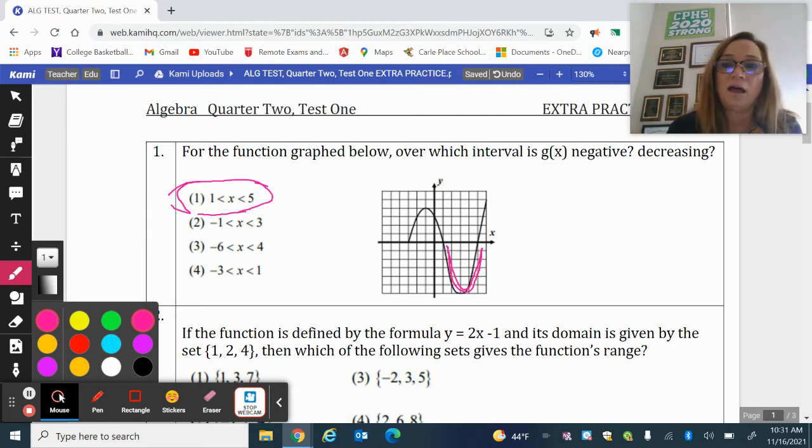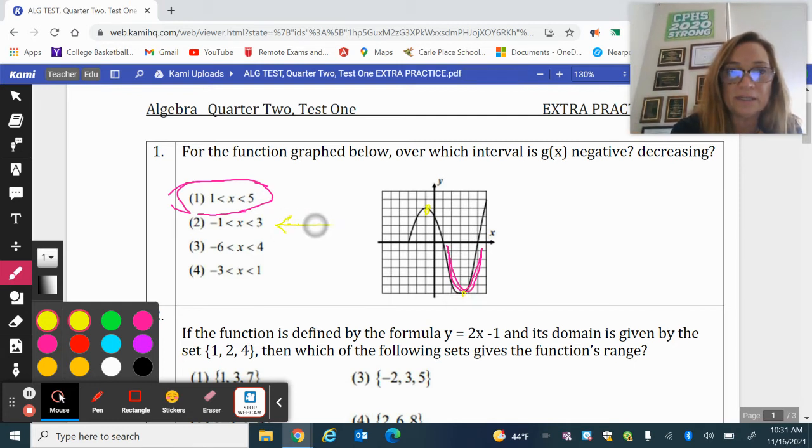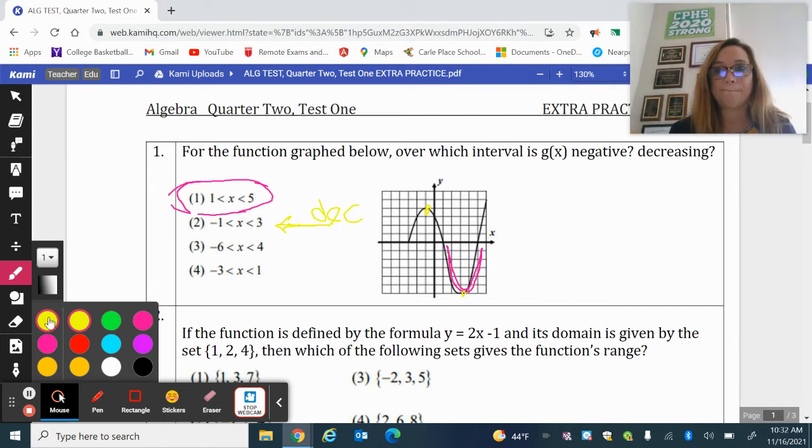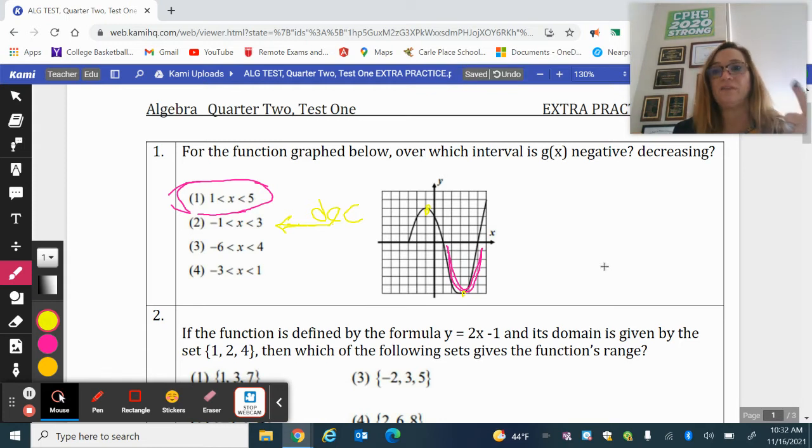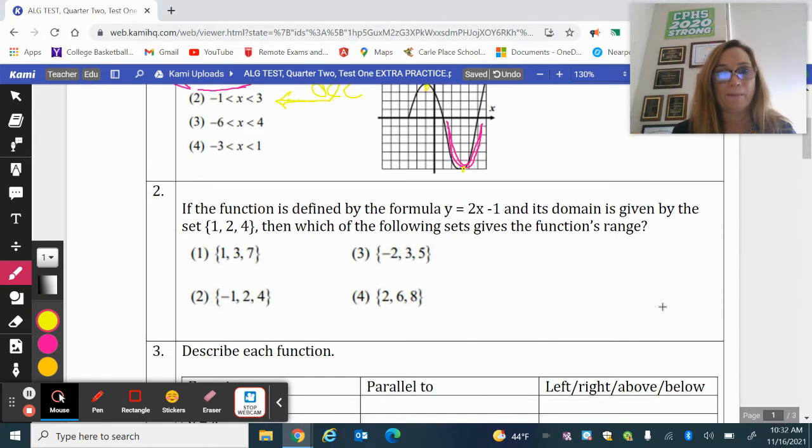Okay? So it also says when is it decreasing, and it's decreasing from here. I'll go to yellow. From here to here, and that would have been this area right here for decreasing. All right? So make sure you know positive, negative, increasing, decreasing, min, max, zeros, y-intercept, etc.